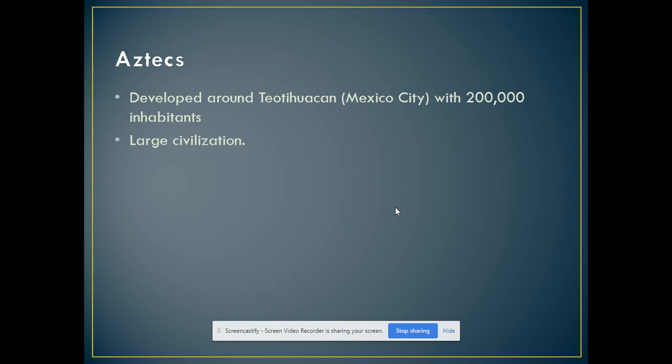Very large civilization, very aggressive. They did have a written language and elaborate irrigation systems, and so forth. They were not very popular among the people they subjugated, because they would attack surrounding people groups and then enslave them or force them to provide tribute. And tribute would be taxes and also human captives that they would sacrifice for their animistic religion.